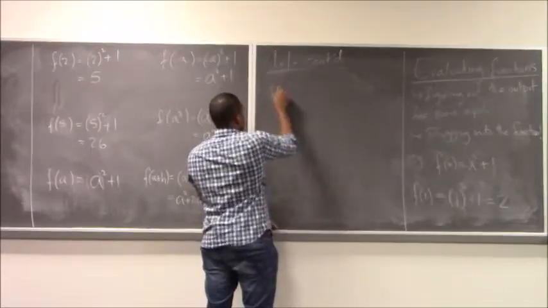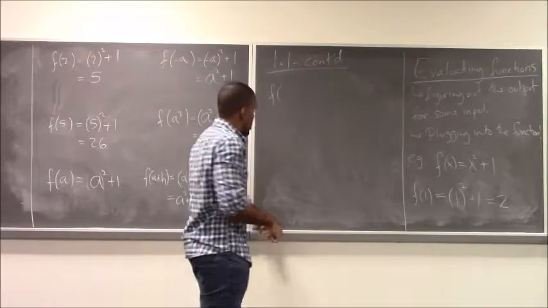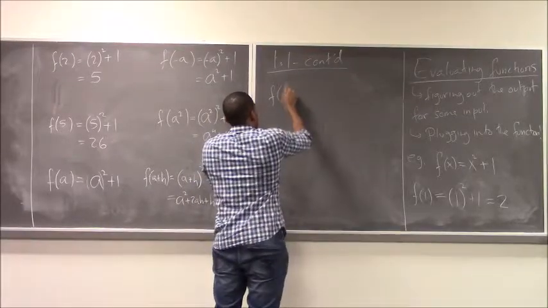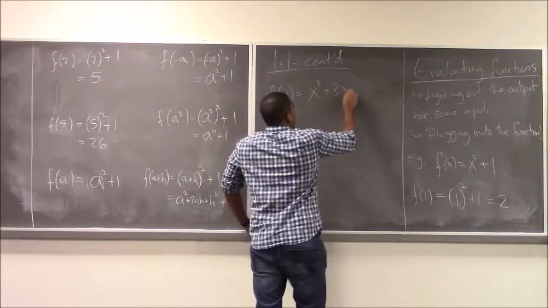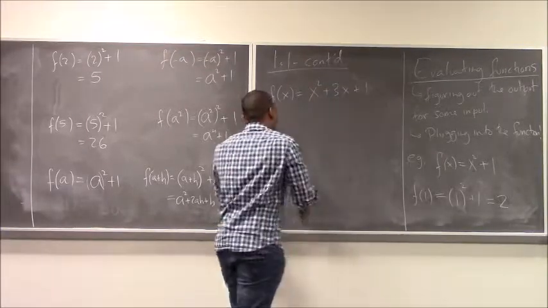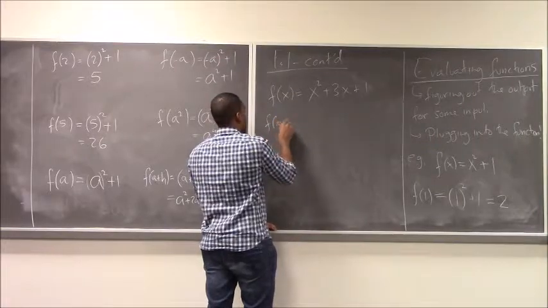This was an example, but I just want to make sure that we're all on the same page. Let's say I said f of x was x squared plus 3x plus 1. What is f of a minus h?